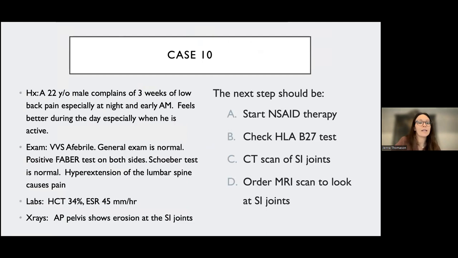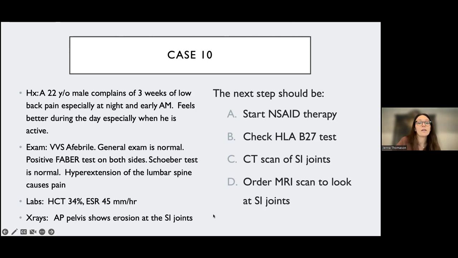All right. So I think this is the last case. So a 22-year-old male complains of 3 weeks of low back pain, especially in the night and early morning, feels better during the day when he's active. His general exam's normal. He has a positive FABER on both sides. His Schober test is normal. Hyperextension of the lumbar spine causes pain. He's got hematocrit 34%. His ESR is elevated at 45. And his x-ray of the pelvis shows erosion at the sacroiliac joints.